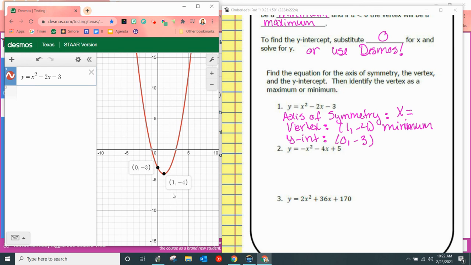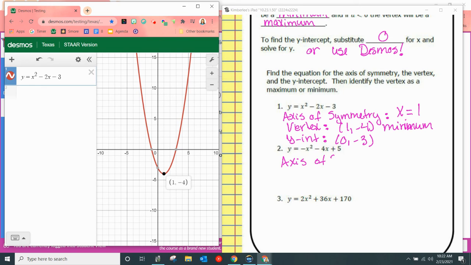And it's always the x value of your vertex. That's where it would cut it right down the middle, right through the x-axis right there. So that's going to be the x value of 1. So your axis of symmetry equation is always the x value of your vertex. Okay, so let's do this again with the second one.